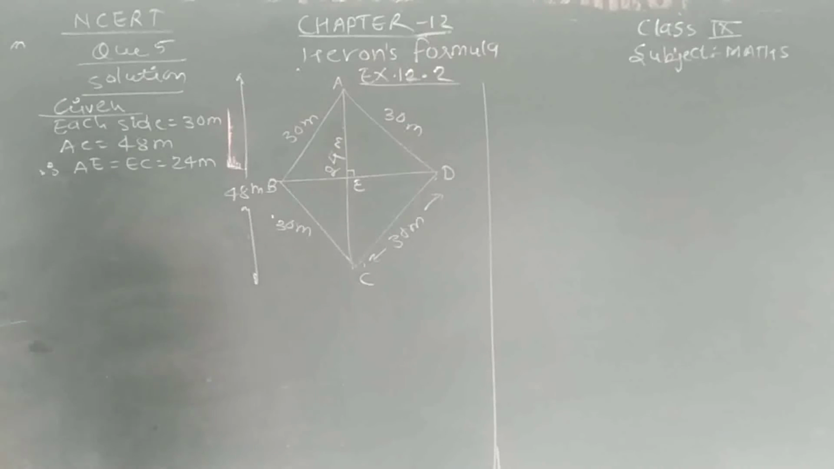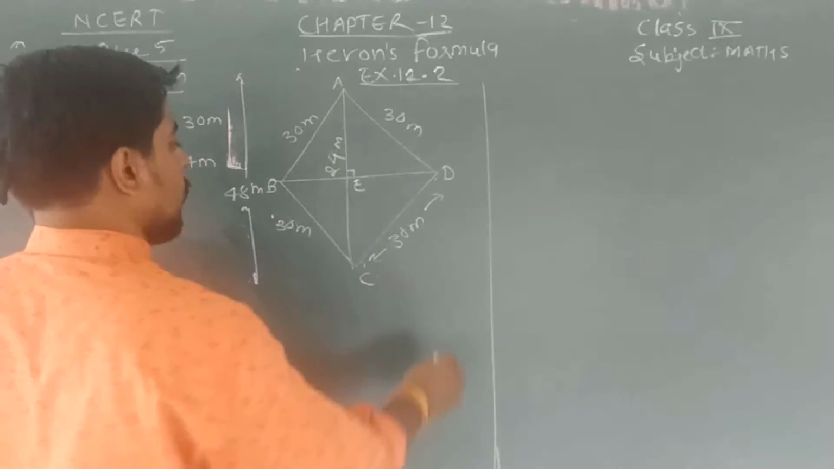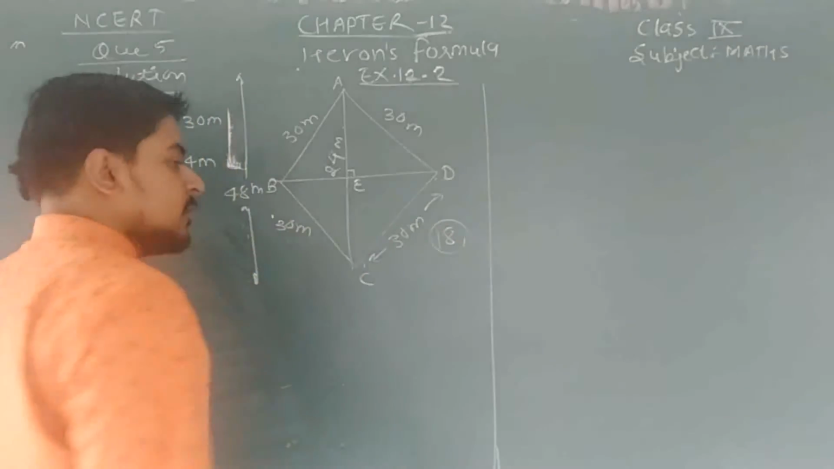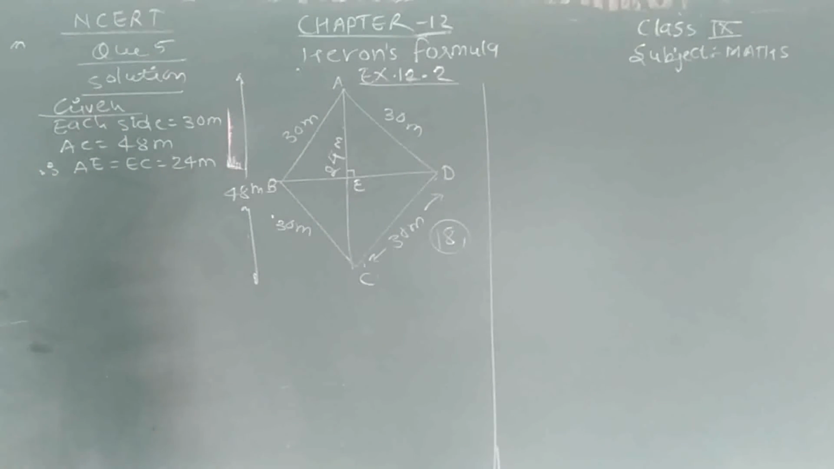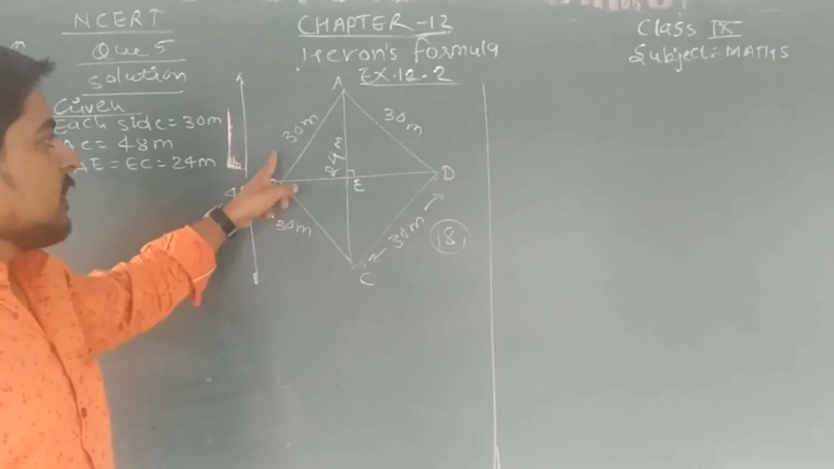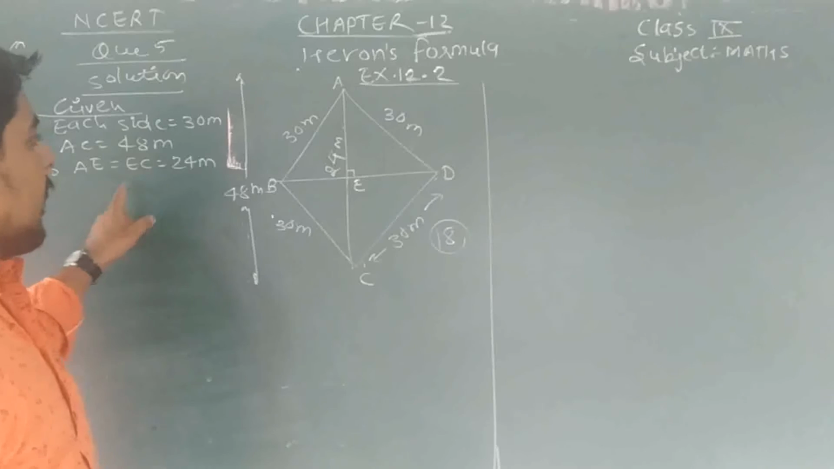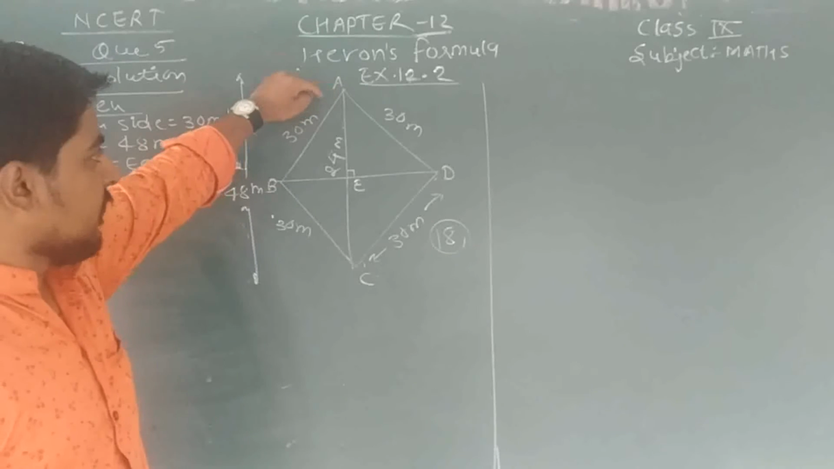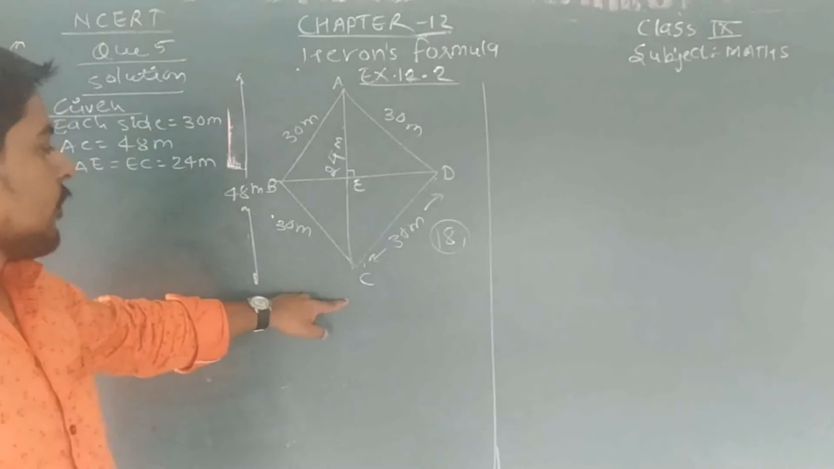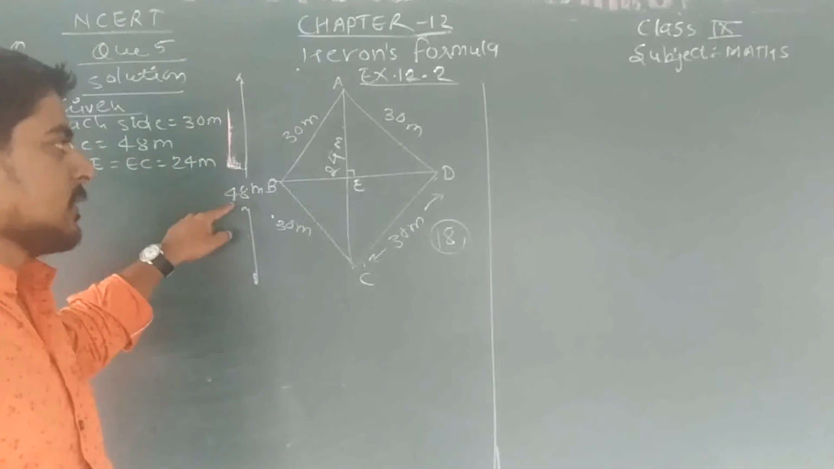Now it is question number 5. Given that ABCD is a rhombus-like field, and 18 cows are grazing in this field. It is given that each side of this rhombus field is 30 meters, and the longest diagonal, which is AC, is 48 meters. Particularly AC is not given, but we consider that AC is equal to 48 meters.